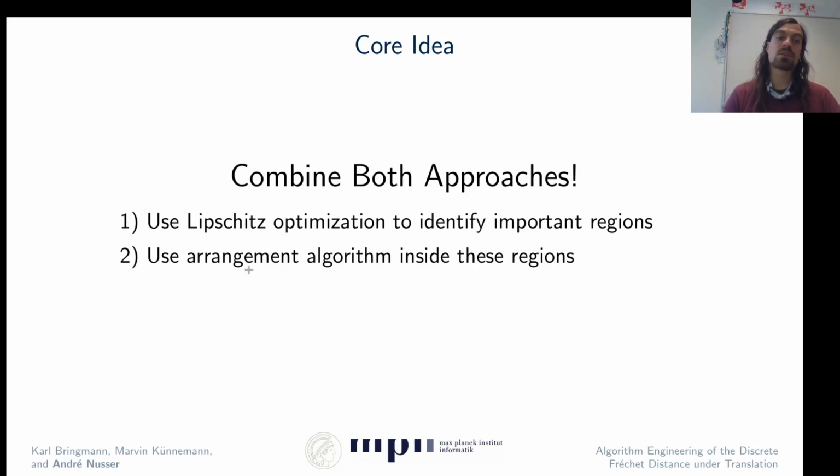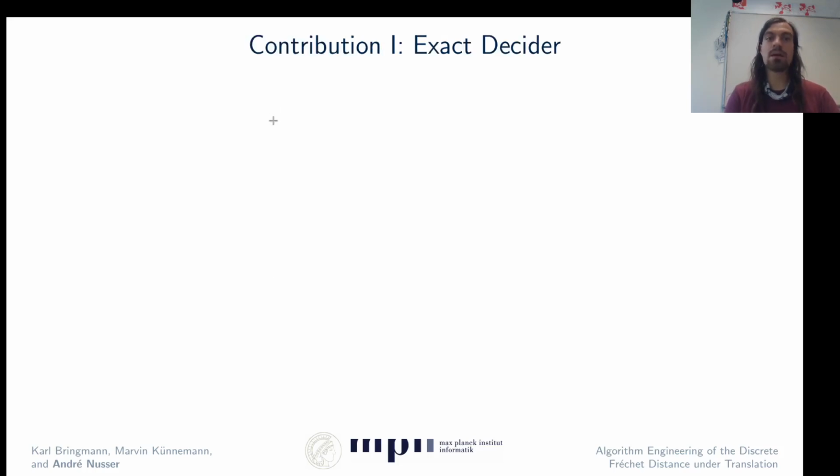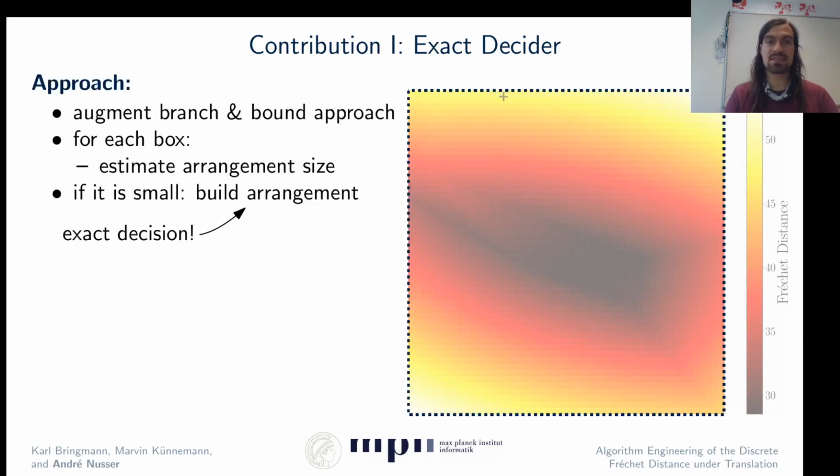And because the original arrangement is large, we hope that the local arrangement is significantly smaller, and in the experiments you will actually see that this is the case, that we actually don't have to build large arrangements anymore. Okay, so this already brings me to our first contribution, which is an exact decider.